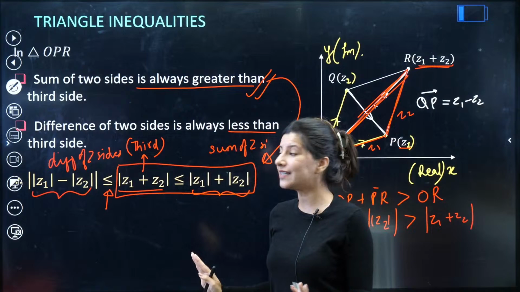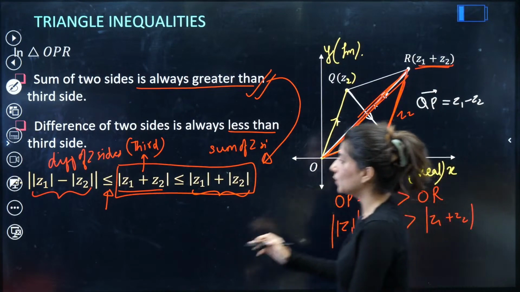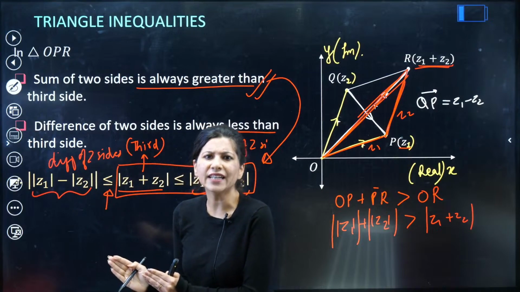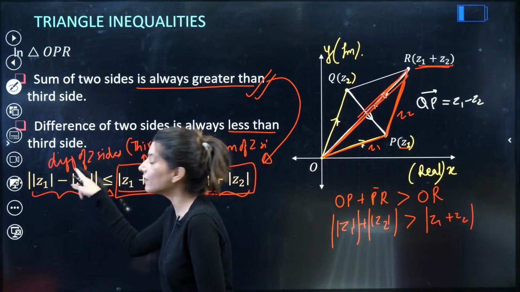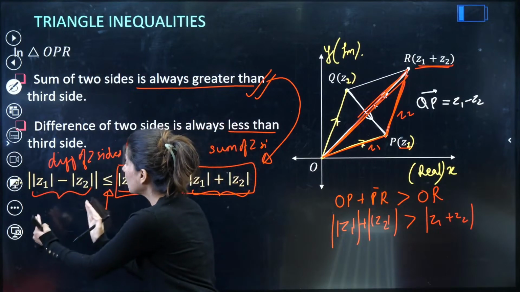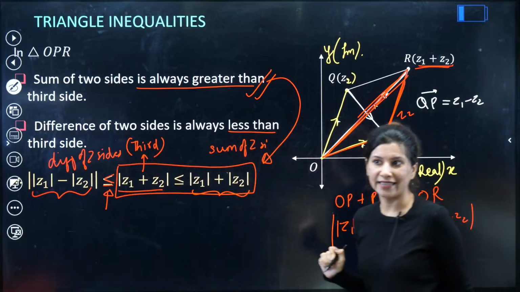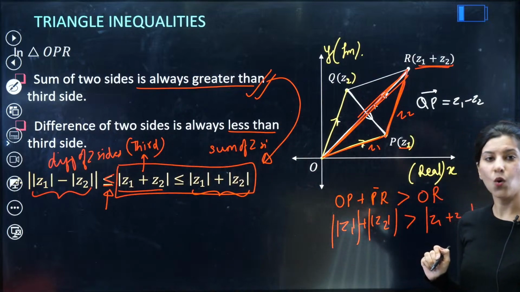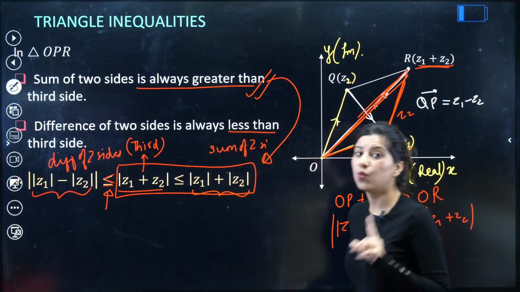Now I hope it is clear. And difference of two sides. So this is Z1 minus Z2. So Z1 minus Z2 inside the mod, obviously, because side is positive, and the difference can also be negative. So we are taking the mod. So difference of the two sides is less than third side. Okay. All right. So this is your triangle inequality number 1.